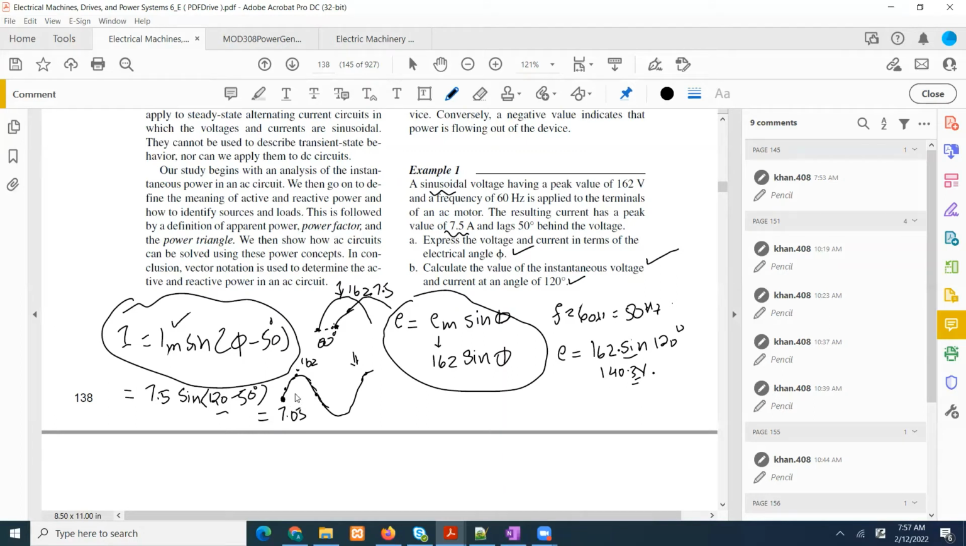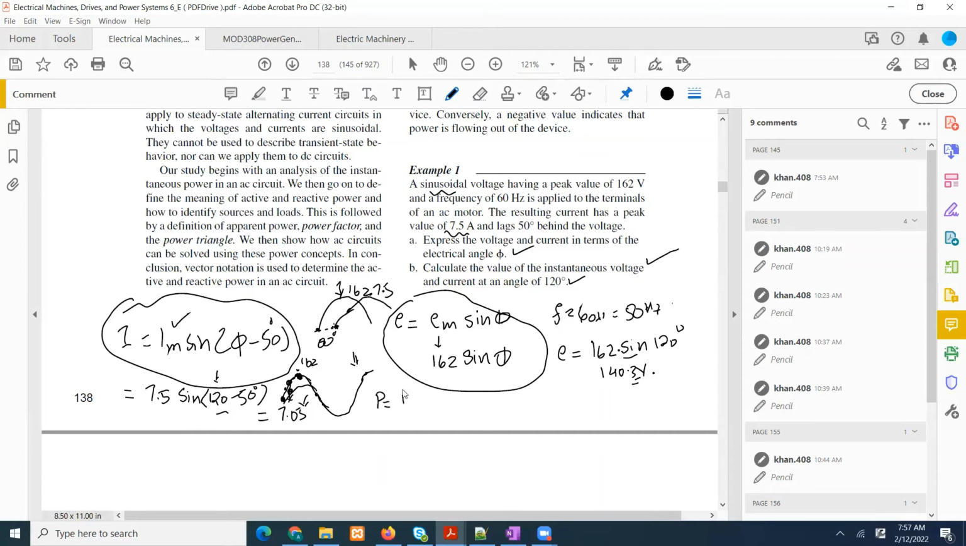So when he's lagging by 50 degrees, and the voltage is at 120, then the current wave is at 120 minus 50, which is 70 degrees. So 70 would be somewhere, this is 90, so 70 would be somewhere here. So at that instant, if we are looking at the current, the current is 7.05.